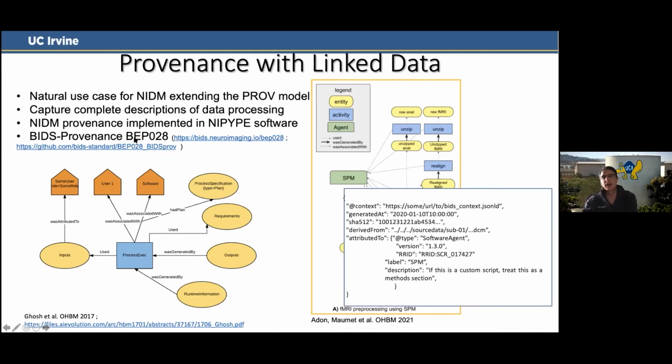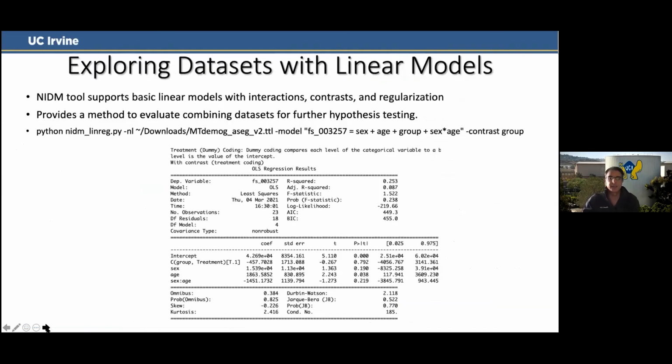There's a BIDS provenance extension proposal, BEP28, it's linked here. It shows you the work we've been doing with NIDM workflows and applying it to BIDS, which is now going to host derived data as well as the structured original data. And so having provenance records about that derived data is important.